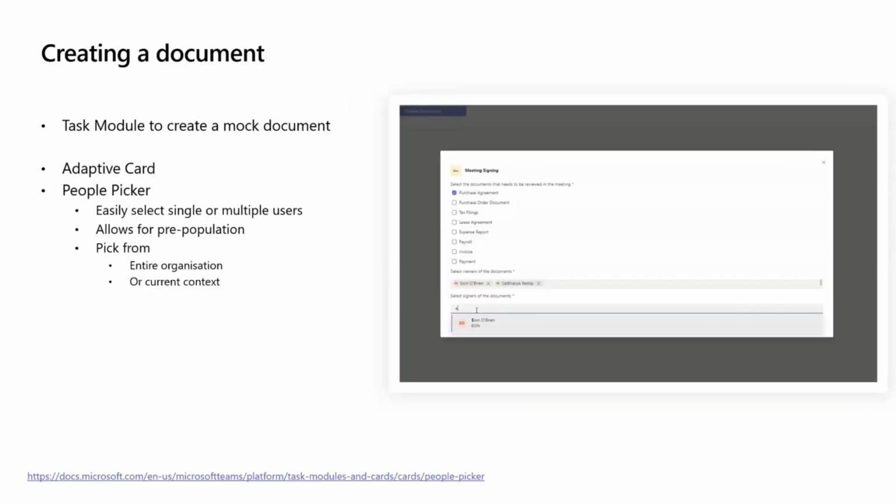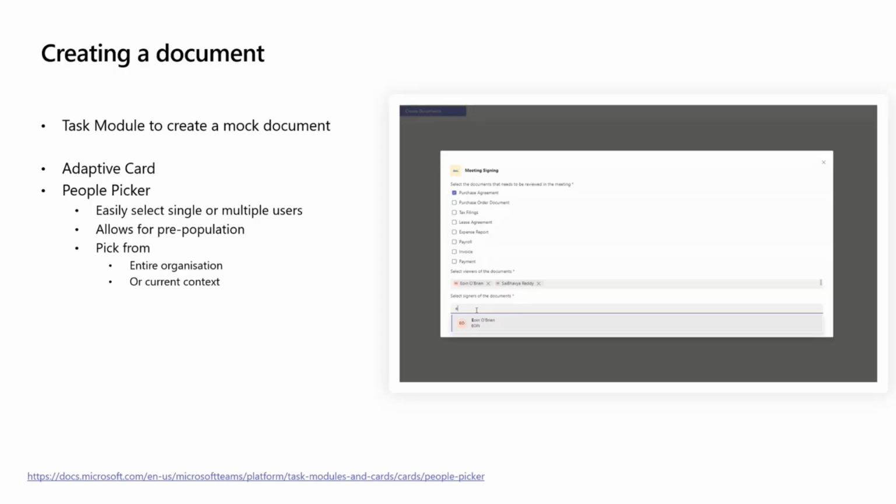Great. So to create a document flow, before the meeting, we have a task module that pops up that allows you to create a simple mock document. It uses an adaptive card to create this flow. If you haven't used adaptive cards before, they're an extremely easy way to create a simple piece of UI that is styled to the client that it's operating on.